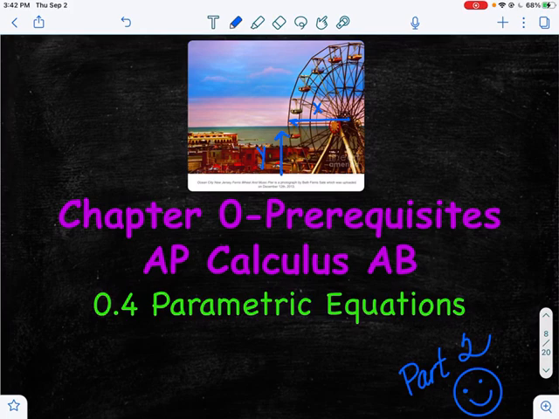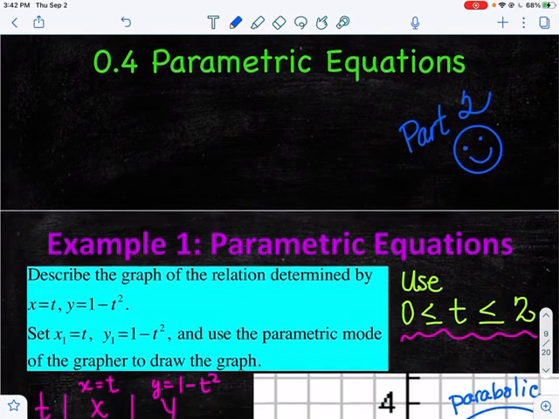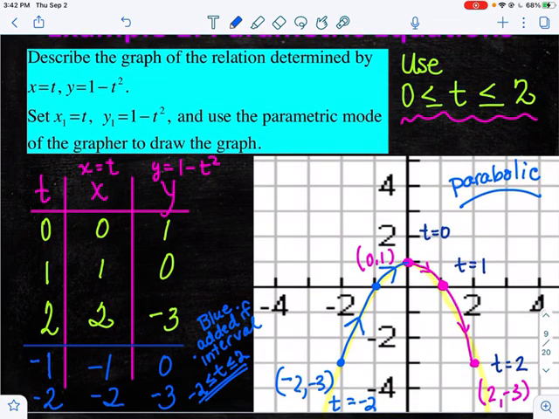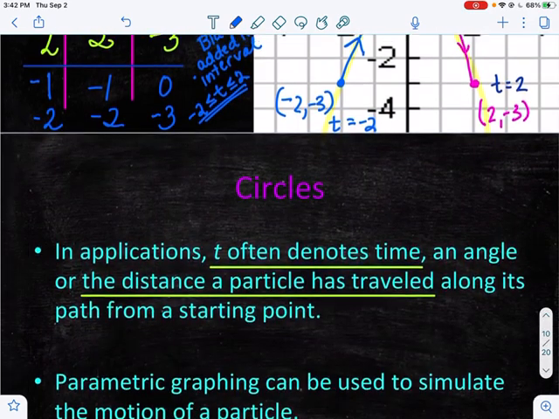So continuing, we have the example 1 that we finished, and we drew the parametric graph, and it has to do a lot with direction, where you start and where you end, and the t, the parameter, governs the function. So now we're going to look at circles.